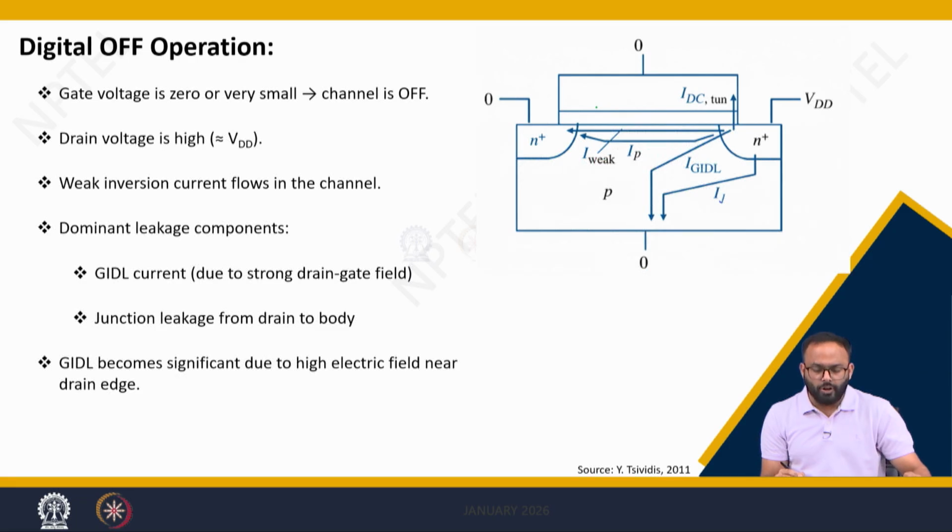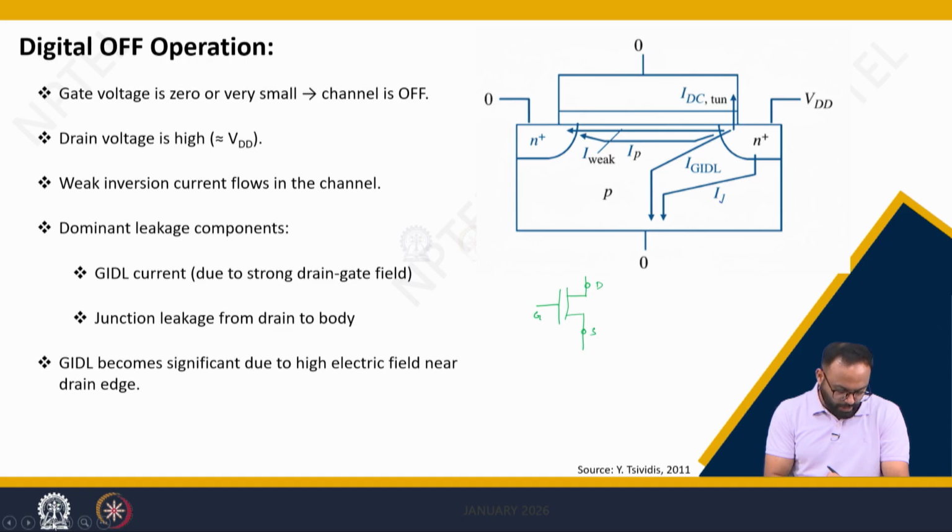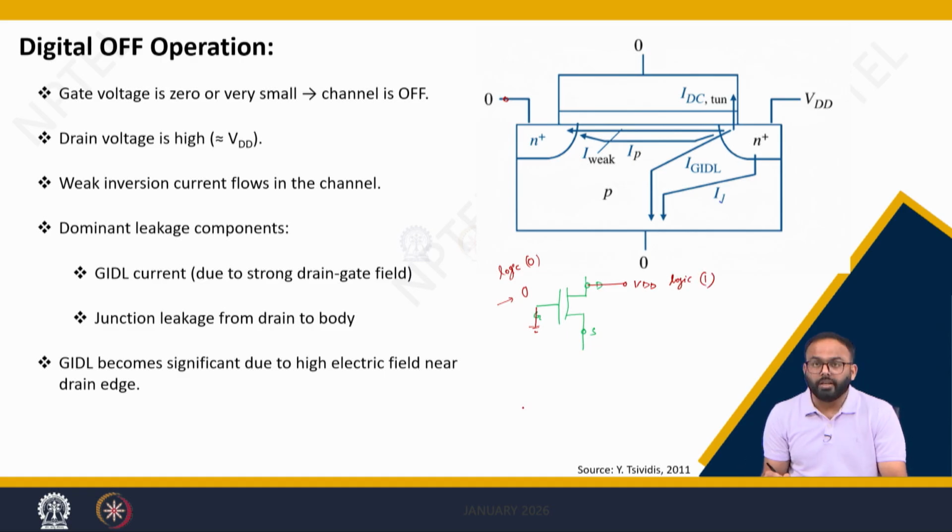Let us see the digital off operation. In digital off operation, similarly you do have 3 terminals, drain, source and gate. You are connecting gate to 0 or grounding it, right. 0 means again here logic 0, which can be represented by ground. So, you are making the gate ground, same as source. Now, drain you are connecting to 1 volt or VDD volt or logic 1, right, and source is grounded.